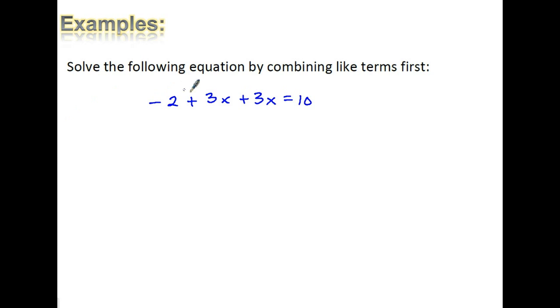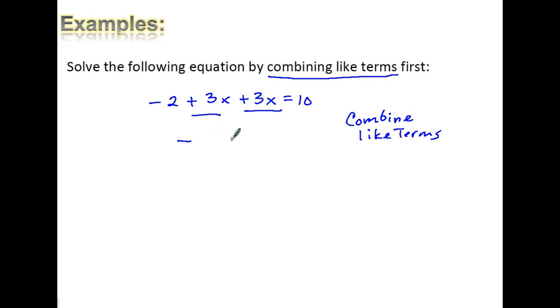Okay, so here's our first example. We're going to use combining like terms as our first step. So here you have negative 2 plus 3x plus 3x equals 10. Our first step is to combine these terms together. So we're going to go ahead and combine like terms. 3x plus 3x is going to give us 6x, and that's going to equal 10.